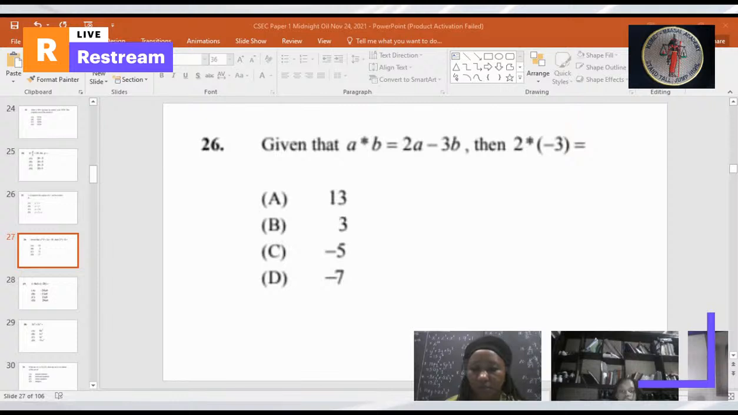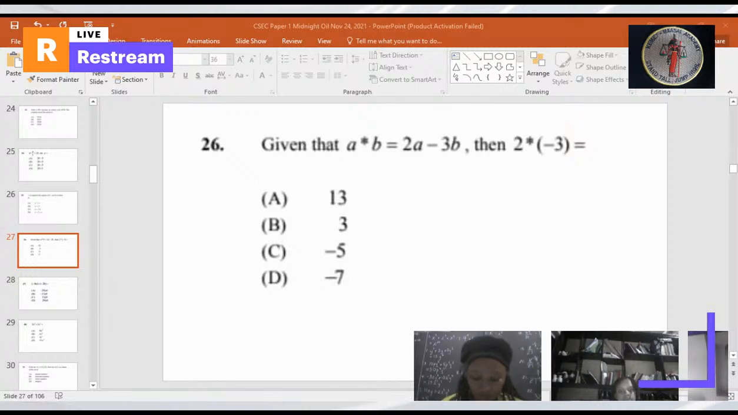Given that A asterisk B equals 2A minus 3B, then 2 asterisk negative 3 equals... Miss, basically you substitute the 2 for A and the negative 3 for B. So in the equation, it would equal 2 times A, which is 2, so 2 times 2, minus 3B, where B is negative 3. 2 times 2 is 4, and negative 3 times negative 3 is positive 9. So 4 plus 9 will give you 13.